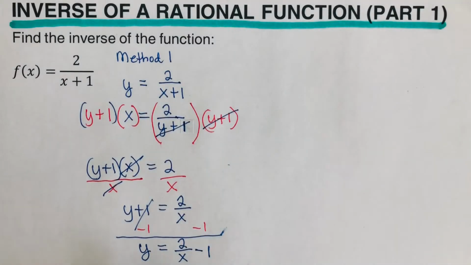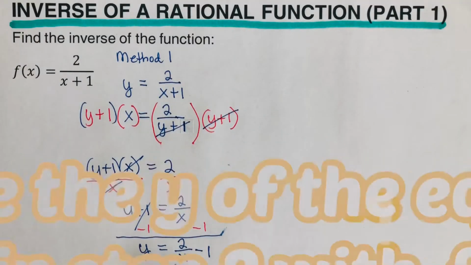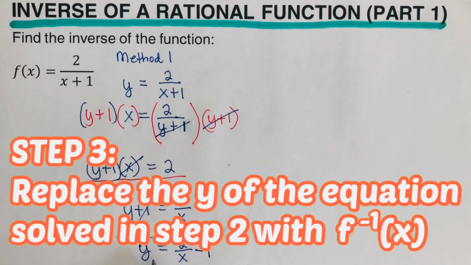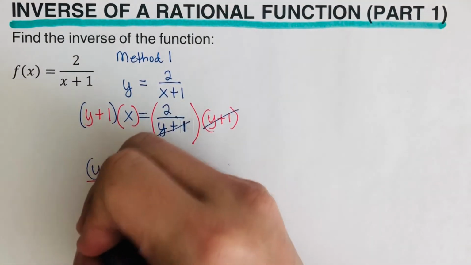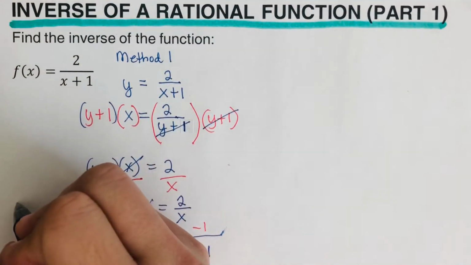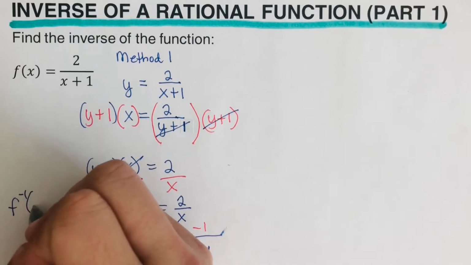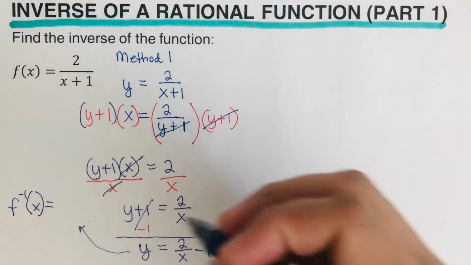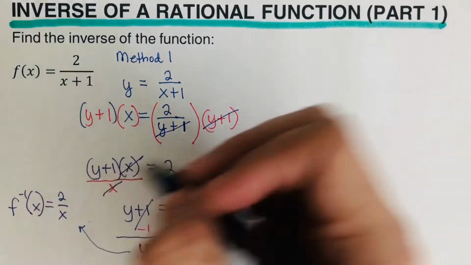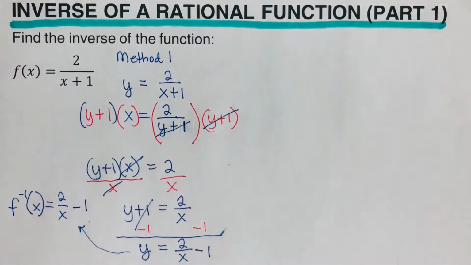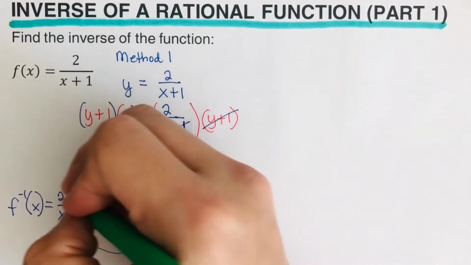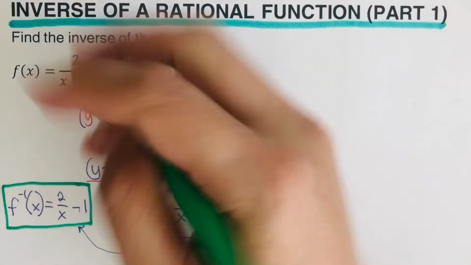So then we can go ahead and move on to the third step. The third step is to replace y of the equation solved in step 2 with f negative 1 of x. So then I can go ahead and rewrite this into its inverse form. So that would be f negative 1 of x is equal to 2 over x minus 1. And this is the inverse function for this function right here.